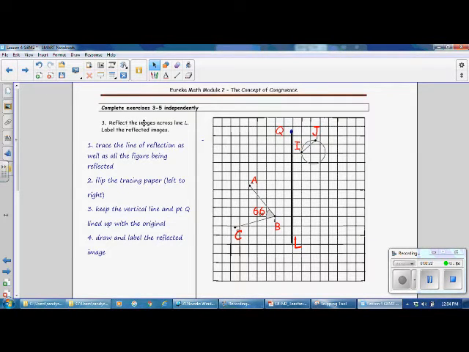Complete exercises 3 to 5 independently. We are going to reflect the images across line L. Label the reflected images. These are your steps. You can copy them if you would like to. And then if you're feeling comfortable, pause the video and do this reflection on your own. If you would prefer to follow along, we'll do it together.